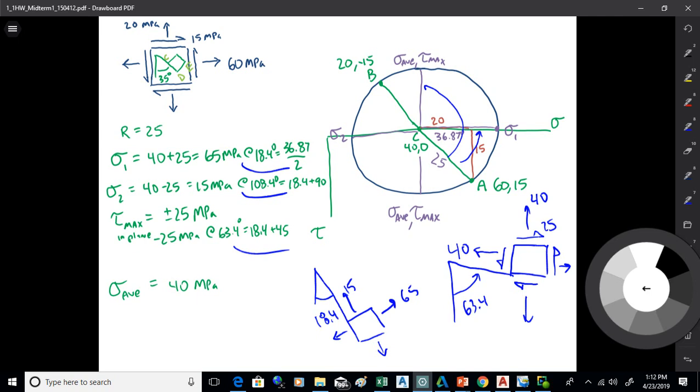Is it always the case that at the maximum shear, the average normal stresses are there? Yep. Yeah, that's every time. It's always that way. So on the maximum shear planes, you've got the average normal stress, at least for the in-plane, of course, just the in-plane stuff. Yeah. Okay. All right. So that's what's going on.